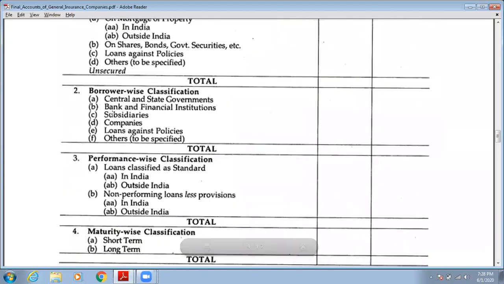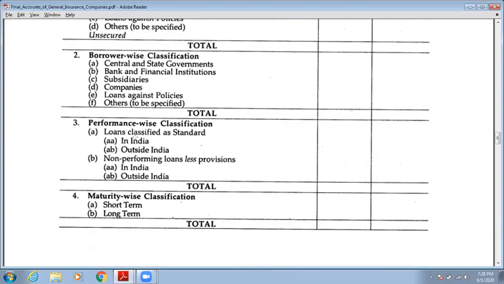So see, these all loans are those which we give to any person. Okay, so if you give a loan to the central government or state government or any bank or any financial institution, subsidiaries, any companies, any loan against policies, then all of these will be borrower-wise classification.